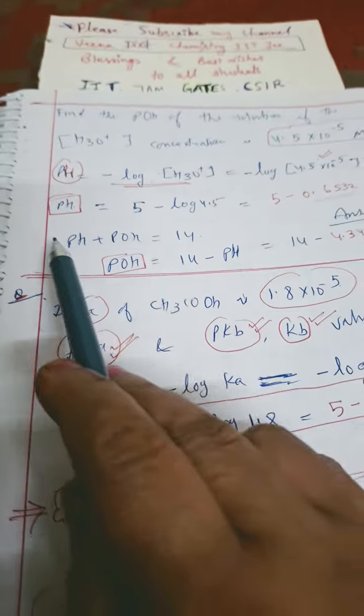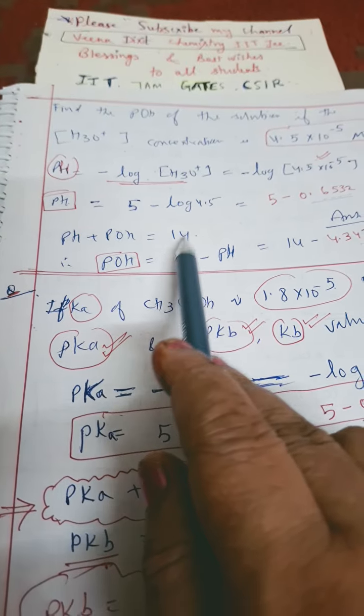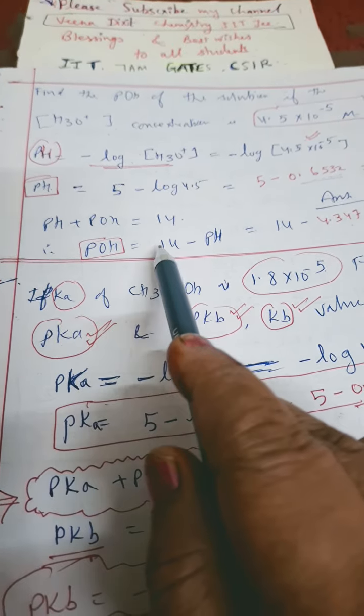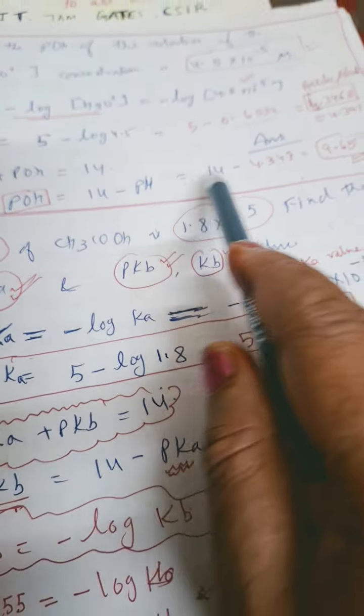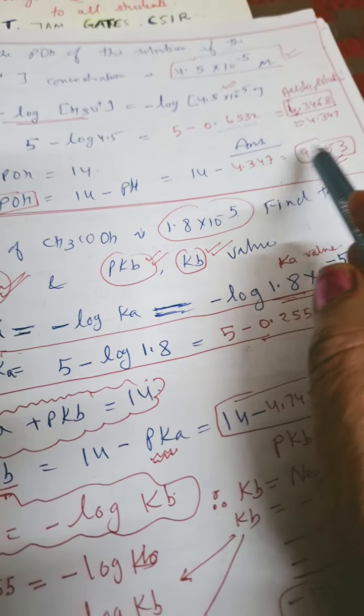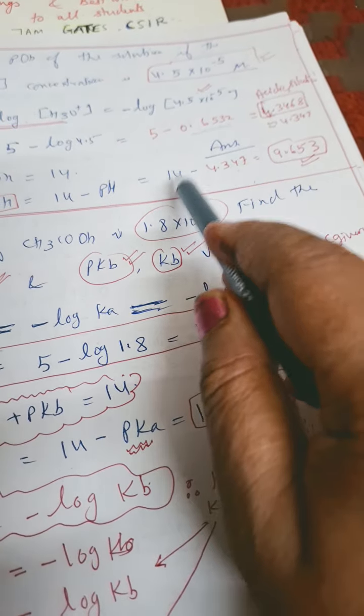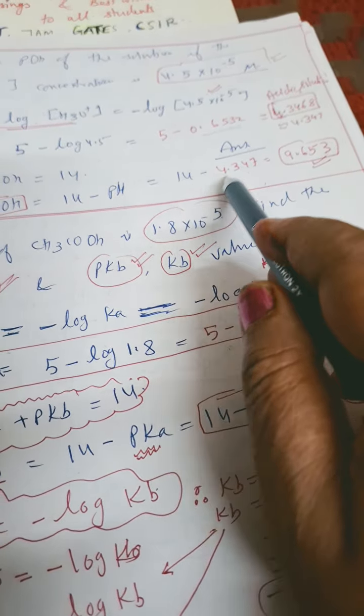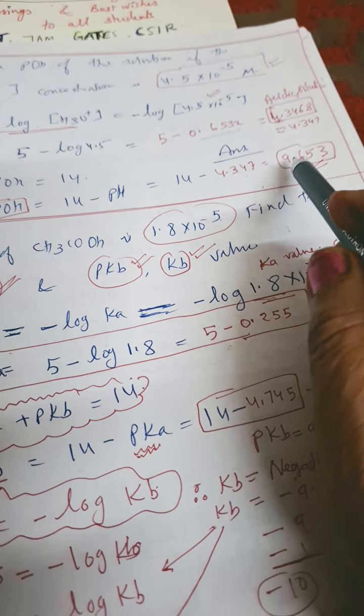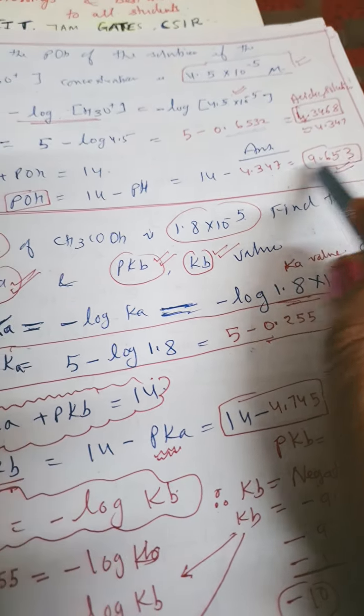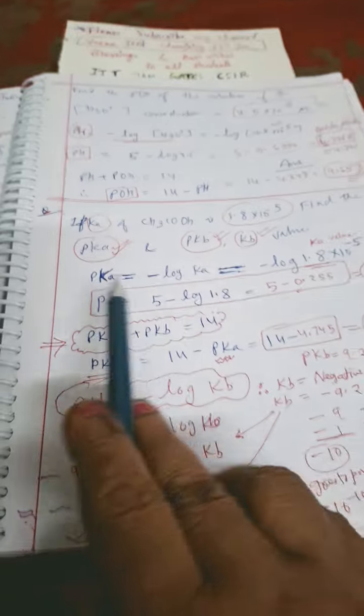Now they are asking for pOH. So pH plus pOH is equal to 14. So pOH will be equal to 14 minus pH. The pH value we have seen is 4.347. So pOH will be 14 minus 4.347, that is equal to 9.653. This is the pOH value.